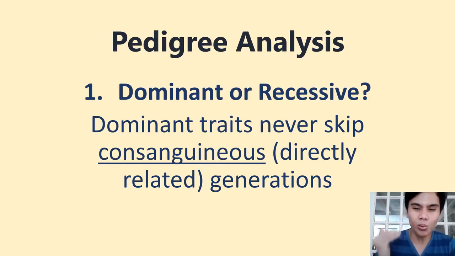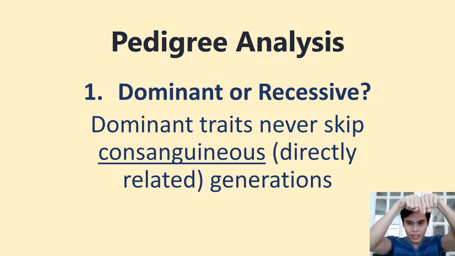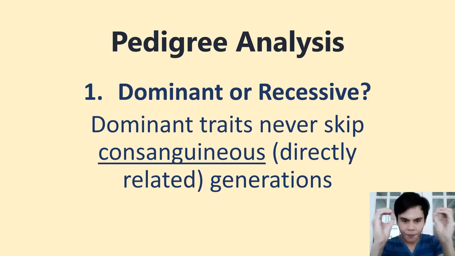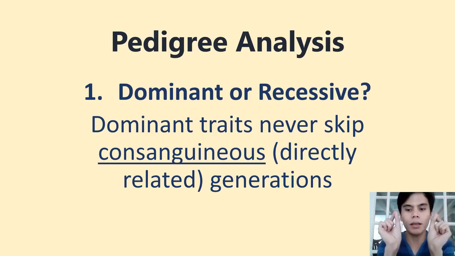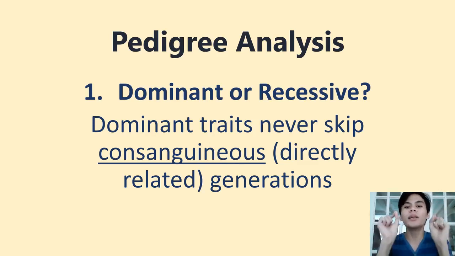So dominant traits will never skip consanguineous, or directly related, generations. Again, if your mommy and daddy give birth to offspring, that means they're consanguineous. They're very much related. Ngayon, kapag si baby lumaki at nag-marry ng someone else, they're not consanguineous. They're not directly related. Unless meron kang sketchy stuff happening and you're watching anime or something. Alright? Again, consanguineous, directly related.